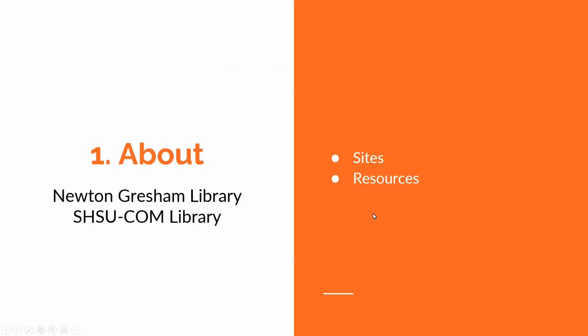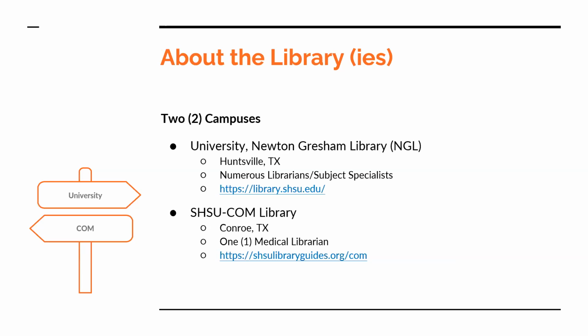Part 1, about the libraries, I'm giving you a broad look at library sites and resources. So technically speaking, there are 2 SHSU libraries, but they're quite different from one another. In terms of physical space, there are 2 library sites. There is the University Library, known as the Newton Gresham Library, or NGL, located on main campus in Huntsville, Texas. This is the principal library where physical items, services, and library personnel are housed. So to access NGL online, you can start from the university's homepage and locate a link to NGL at the bottom of the page in the resources box.